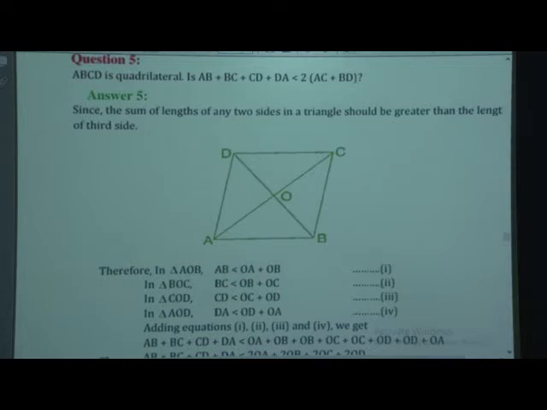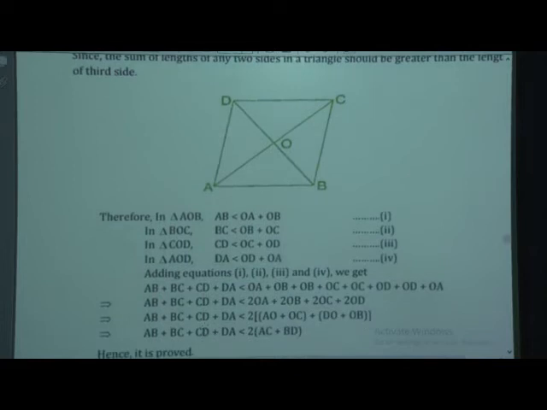So here in triangle BOC, we can write that BC is smaller than OC plus OB. In triangle COD, CD is smaller than OC plus OD. Similarly, we have to consider the third triangle and write. In triangle AOD, DA is smaller than OD plus OA. So we have written 4 equations. Now adding all the 4 equations, we will see.